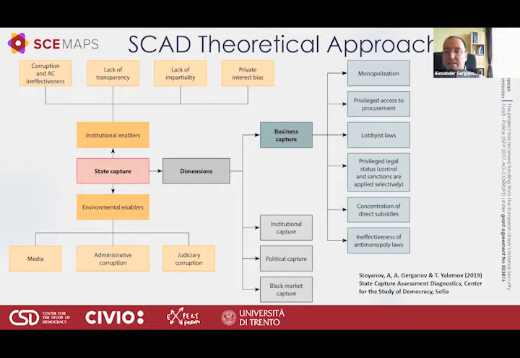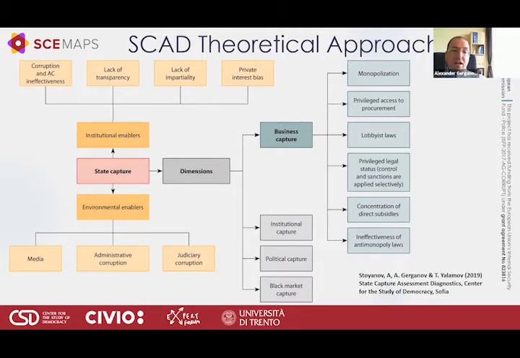And other scholars and other researchers define, for example, state capture as very close to clientelism. We have clientelism in our political capture dimension. So we have tried to add all the different aspects of state capture and to build a comprehensive model. And you can find more details about it in this publication from 2019.